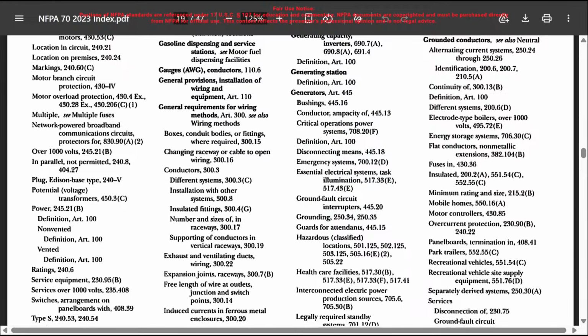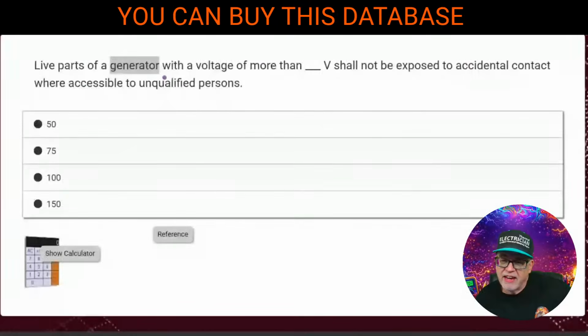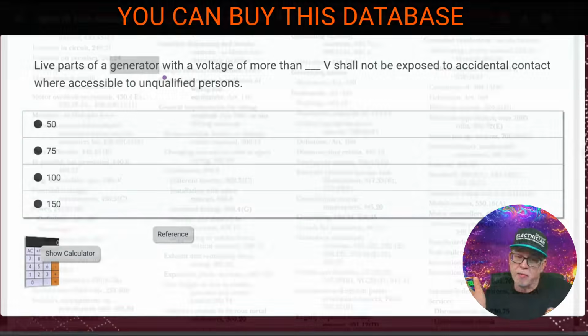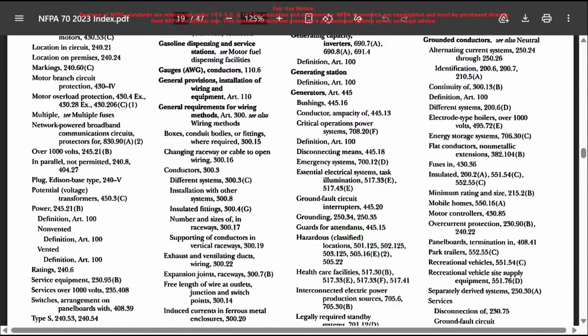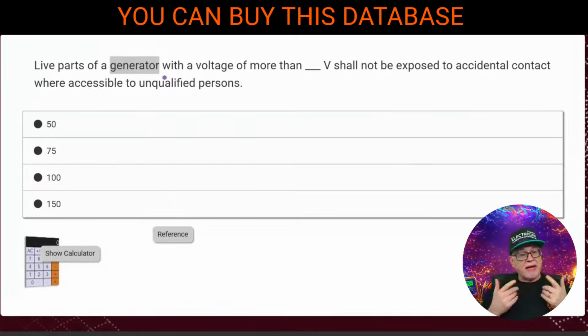Okay, so let's see here. So the question, let's kind of look back at the question. The question is asking about live parts. So it's exposure, accessibility, all these kind of questions. So let's see if there's anything under generators that may help. I will also remind you at this time that generator is not a big article. So bold scanning can be your best friend. So it might be even easier for you just to go to 445 and start bold scanning and look for live parts. Look for accessible. Look for the term unqualified persons. Look for all those type of things. Exposed. Those are trigger words as you're bold scanning.